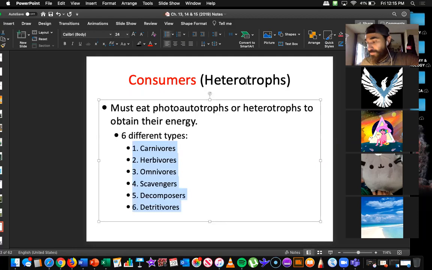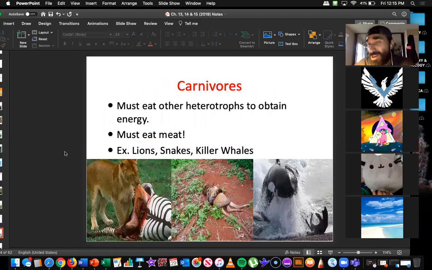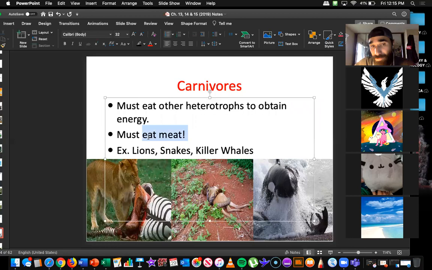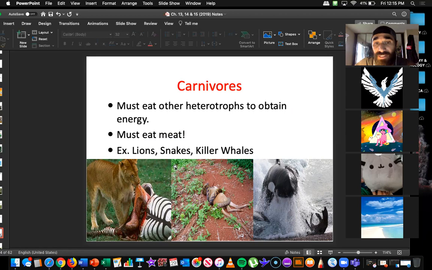But there are six different types. So now let's get into what those are. All right. So the first one you're obviously very familiar with. That's a carnivore, right? Carnivores are things that basically eat other living animals, right? They have to eat them. So cats, snakes, killer whales. These are exclusively carnivores. There is no vegetarian cat. There's no vegetarian snake, all right? All these things have to eat other heterotrophs.